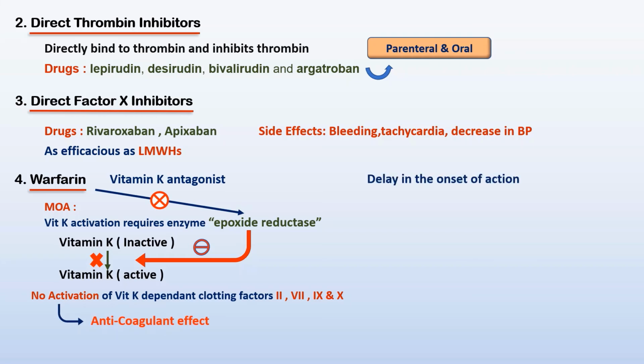Now there is always a delay in the onset of action of warfarin. This is made clear by knowing the half-life of the clotting factors. Clotting factor 2 has a half-life of 80 hours, that of clotting factor 7 is 6 hours, that of 9 is 24 hours, and that of 10 is 36 hours. Until these preformed clotting factors are used up, the warfarin action, which is at the synthesis level, will not be shown. And so it has a delayed onset of action but a prolonged duration of action.